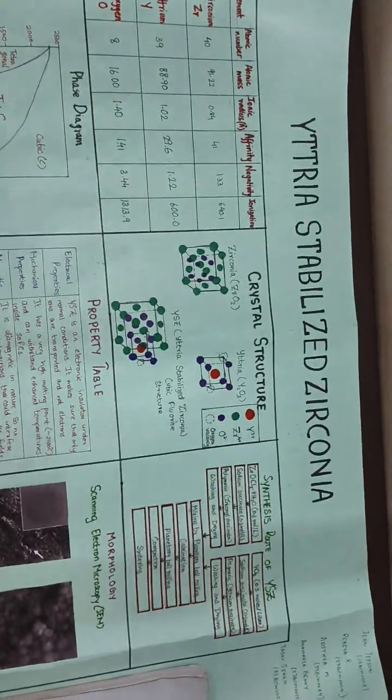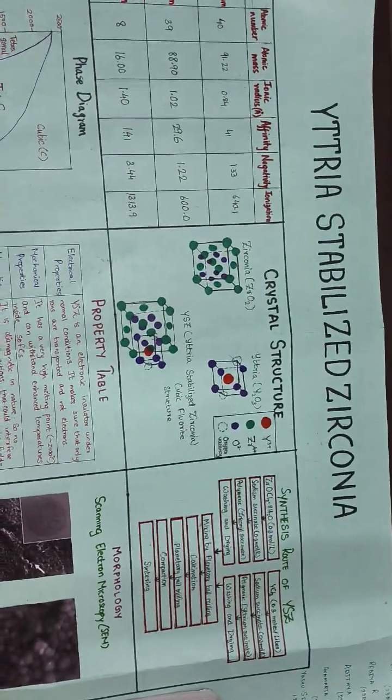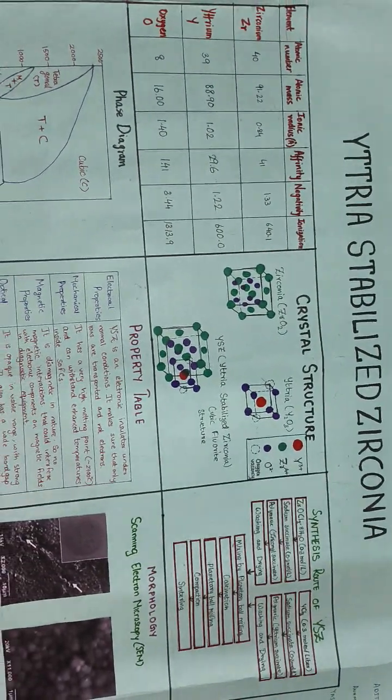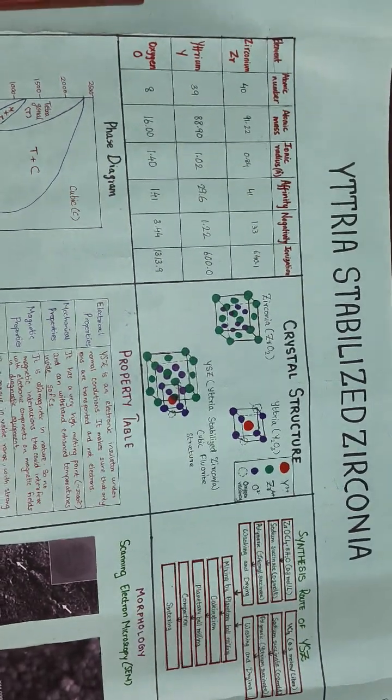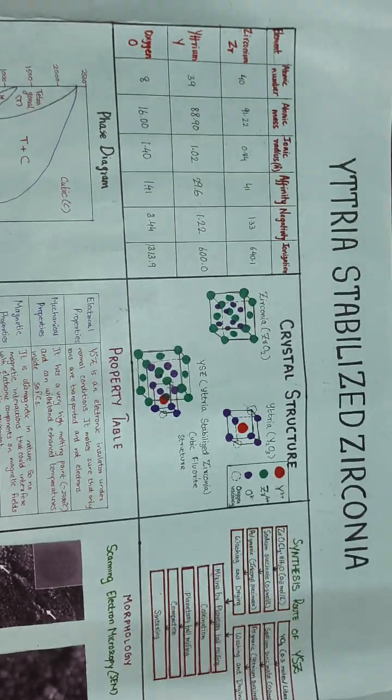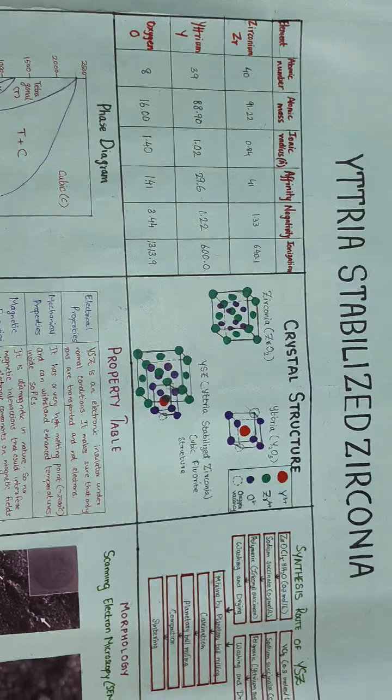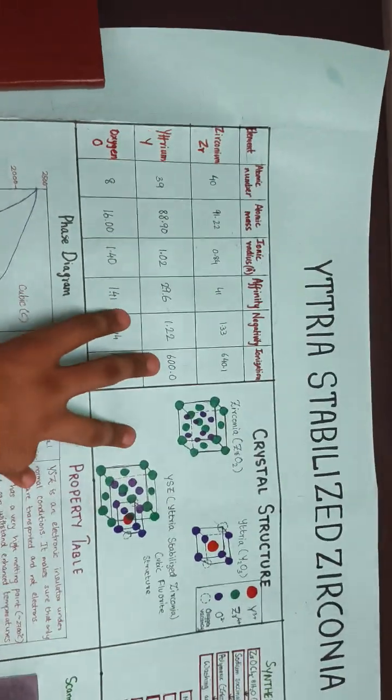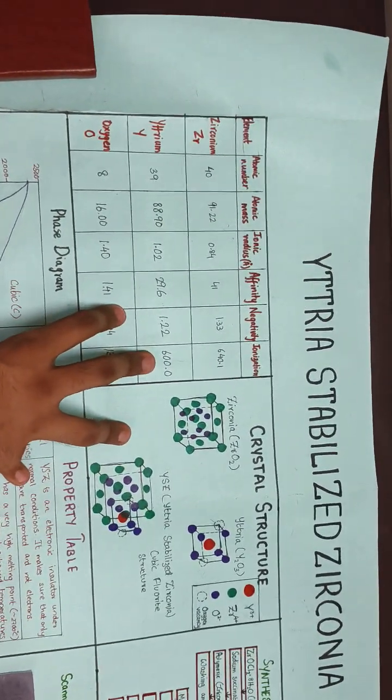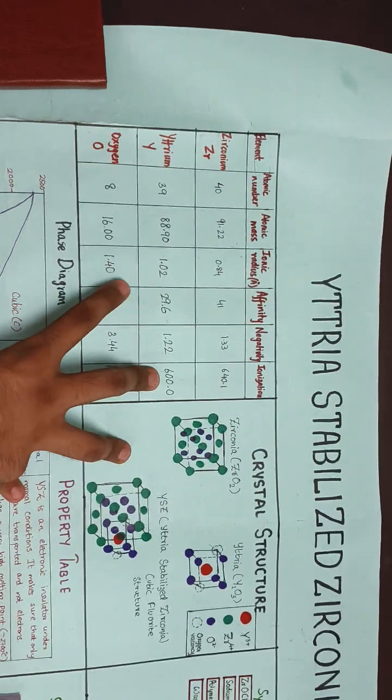Okay, so the material we are going to discuss is yttria stabilized zirconia, also known as YSZ. This is a material that is primarily used in solid oxide fuel cells, SOFCs. So, talking about the properties of the elements present in this material, we have zirconium, we have yttrium, and we have oxygen.